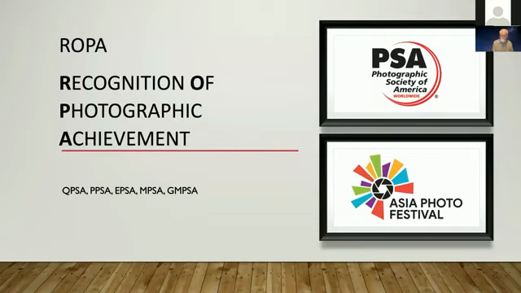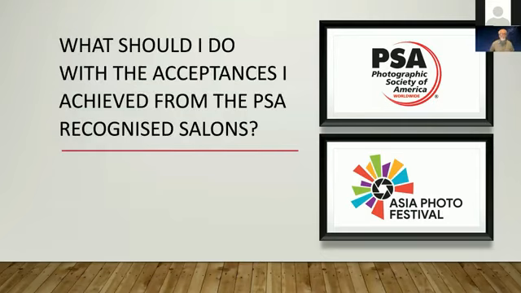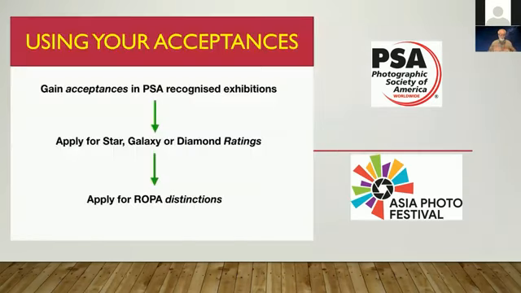The star ratings, which is basically the process of getting your acceptances verified or approved by PSA, and then how you use those star ratings to apply for the ROPA distinctions. So what are you going to do with the acceptances that you get in PSA salons or exhibitions? Well, basically there are three steps.